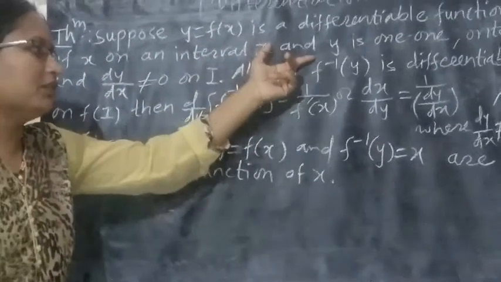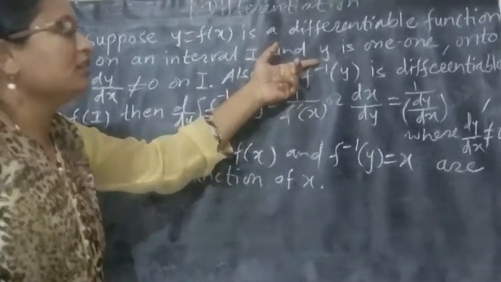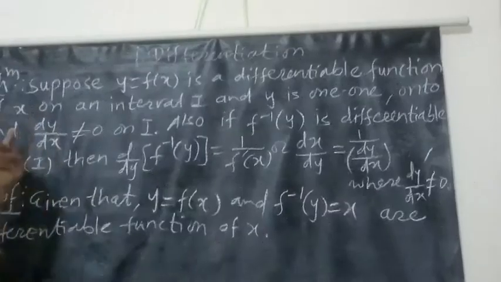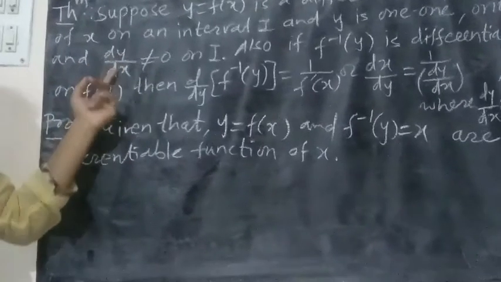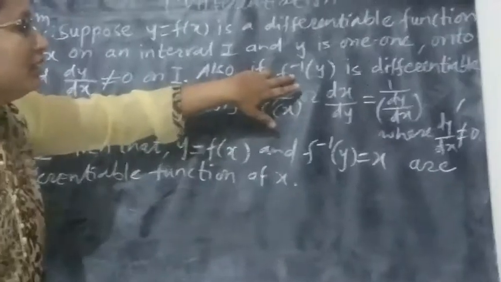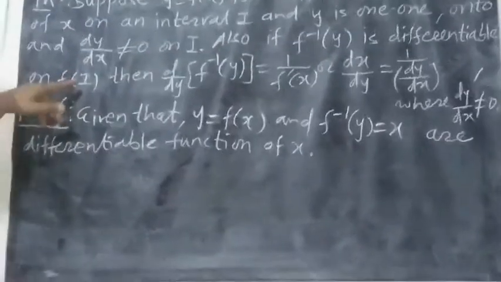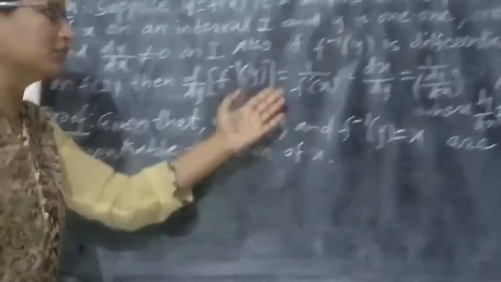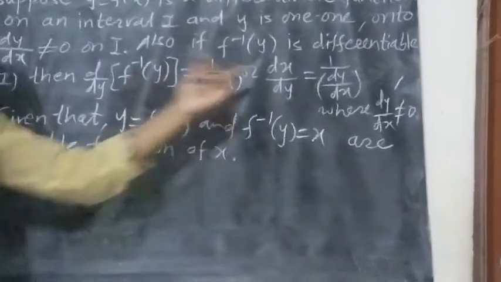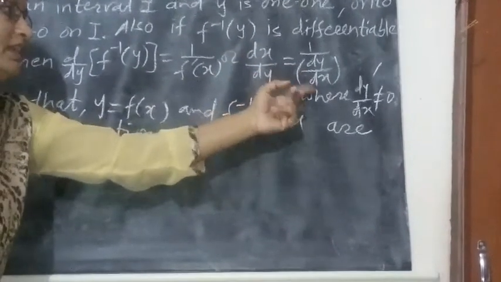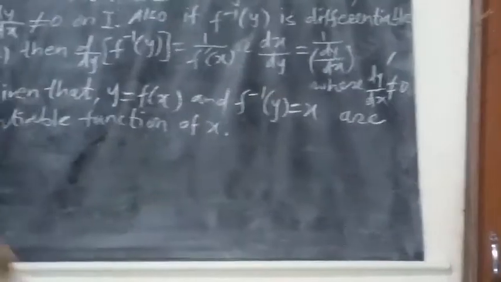Now here on an interval I, y is 1-1, it means that y is a differentiable function with itself, and onto means y is a differentiable function with another function, and the value of dy by dx is not equal to 0 on interval I. And also if f inverse of y is a differentiable function on interval I, then we have to prove that the derivative of f inverse of y is equal to 1 upon f dash of x. It means that dx upon dy is equal to 1 upon its multiplicative inverse dy by dx, where dy by dx is not equal to 0.